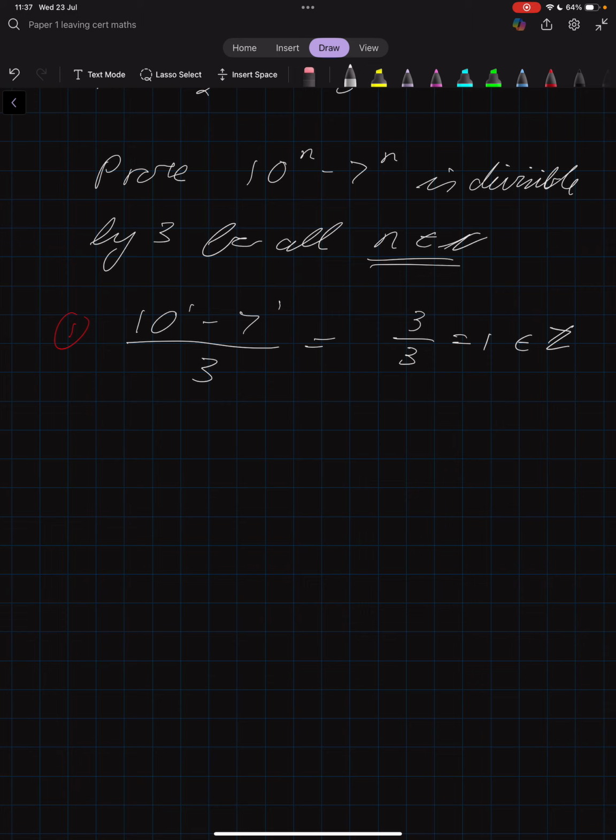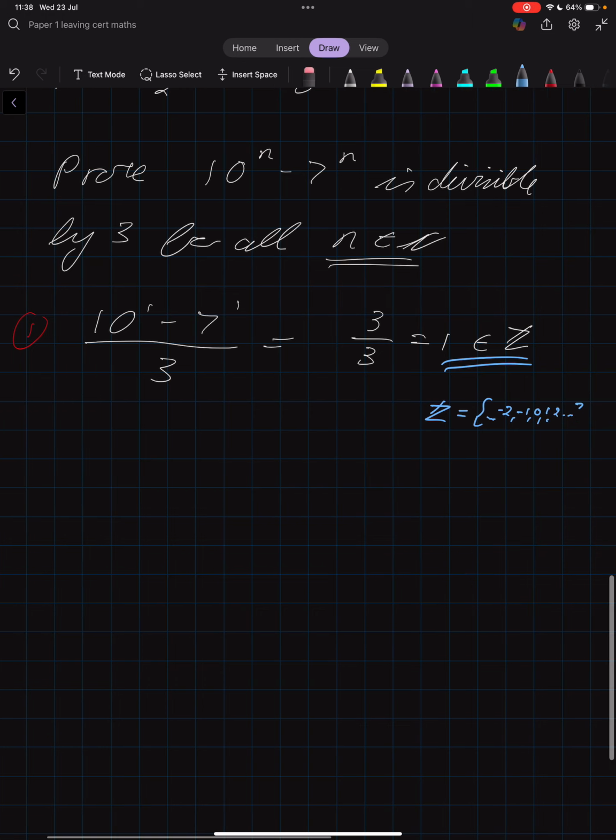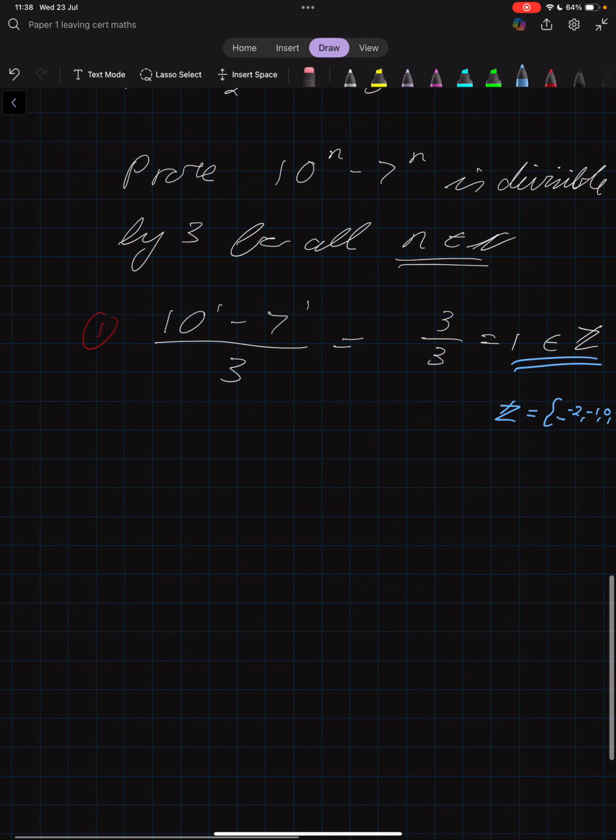So basically, divisible just means that you get a whole number. Okay, so remember, Z is all whole numbers. So Z is minus 2, minus 1, 0, 1, 2, dot dot dot. Okay, just for clarity there.